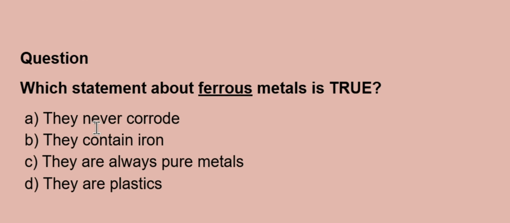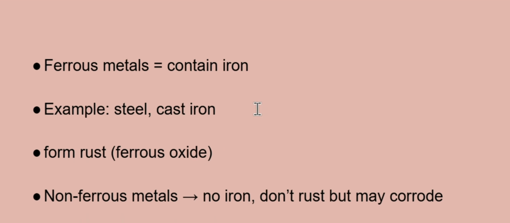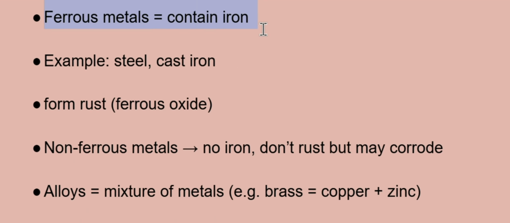Question: which statement about ferrous metals is true? A, they never corrode. B, they contain iron. C, they're always pure metals. Or D, they're plastics. The correct answer is B, they contain iron. Whenever you see this word ferrous, that's just the scientific word that indicates it contains iron. Ferrous metals contain iron. Examples of these are steel and cast iron. Both of these contain iron and carbon mixed together to form ferrous alloy metals, right?